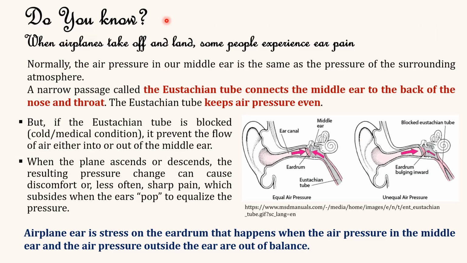Do you know when airplanes take off or land, some people experience pain in the ear? This condition is referred to as airplane ear, and it is the stress on the eardrum that happens when the air pressure in the middle ear and the air pressure outside the ear are out of balance. Normally, the air pressure in the middle ear is the same as the pressure of the surrounding atmosphere, and this pressure is balanced through a narrow passage called the eustachian tube that connects the middle ear to the back of the nose and throat. So, this eustachian tube keeps the air pressure even.